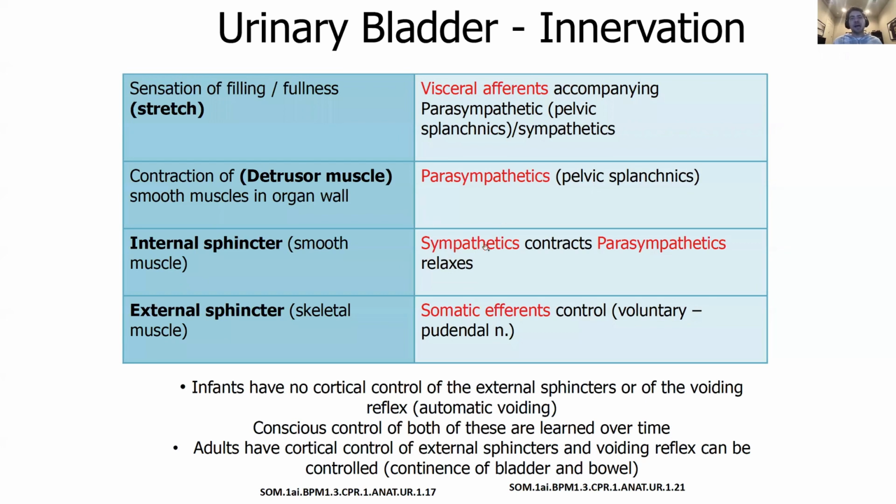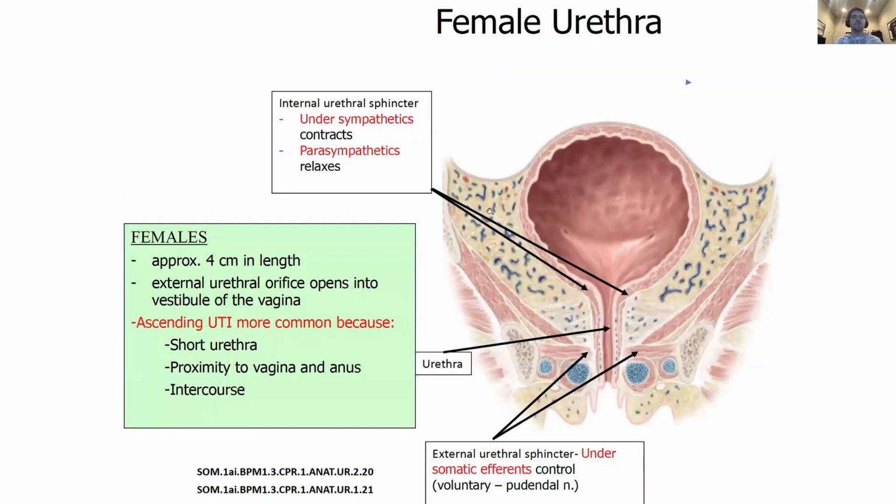Now, sympathetics obviously are going to be opposite. They're going to contract the internal sphincter to prevent you from peeing, and relax the detrusor muscle, so you don't pee. So remember, parasympathetics help you go, and sympathetics will prevent you. And visceral afferents, remember that visceral means organ, afferents are sensory. So not only pain, but this stretch sensation is going to be from them.